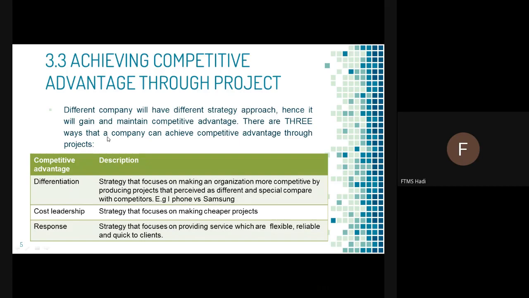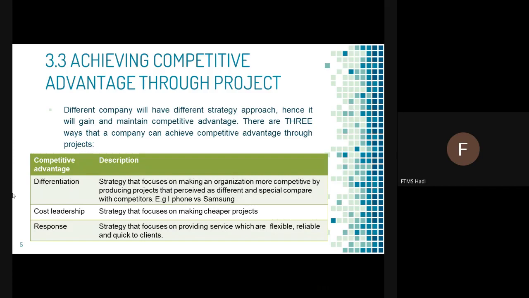There are three ways that a company can achieve competitive advantage through projects. So how do they want to make a difference between one and another? The first competitive advantage is differentiation. Differentiation means specialty. It is a strategy that focuses on making an organization more competitive by producing projects perceived as different and special compared with competitors. That means they do something different that no one can imitate, if possible.